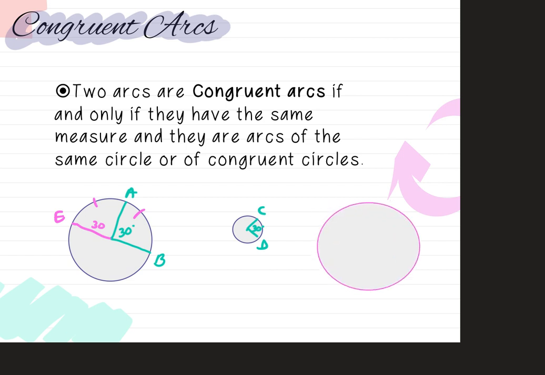Or if I had drawn another circle, and I know that this is 3 and this is 3, let's say the radius is the same. Now I can say those are congruent. So this would be like FG. I can say FG is congruent to that because those are congruent circles. So they either have to be within the same circle or within congruent circles. This would not be congruent even though the central angle is the same.